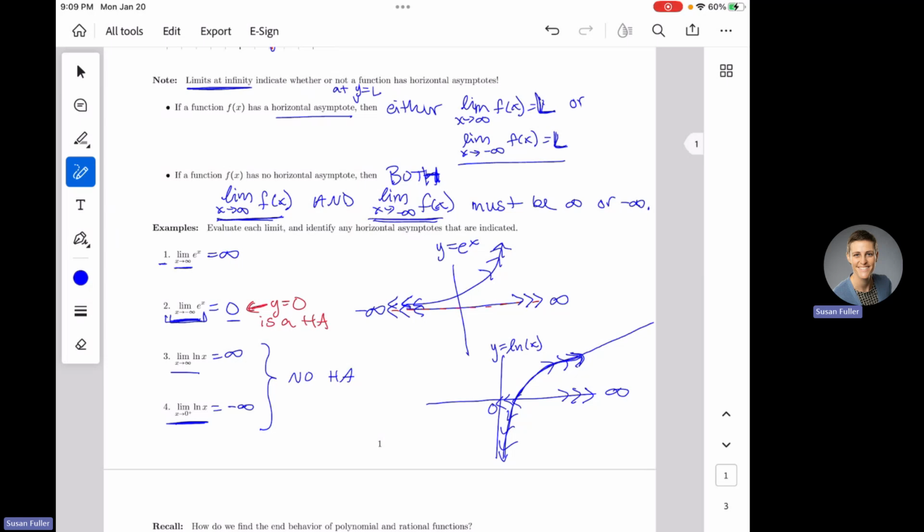Now, normally we would go all the way to negative infinity. This was a special case, and I'm sorry if that's confusing. This will be the only one that we do where it doesn't go all the way to 0 when we're working with these.